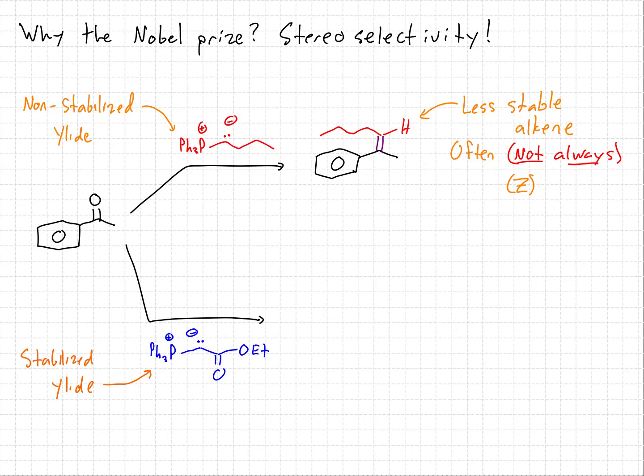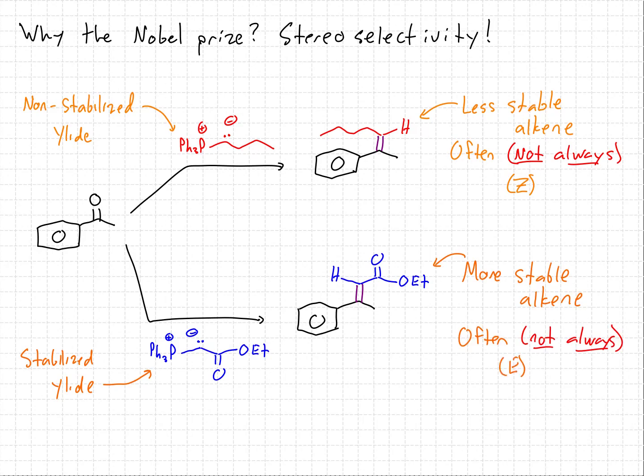The opposite is true if we have a stabilized ylide. So here we're going to get the more stable alkene. And again, it's often but not always named as the E isomer.